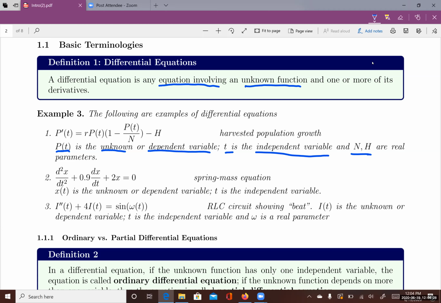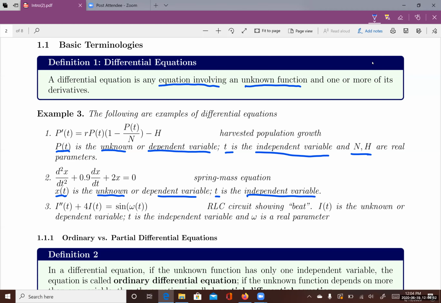Okay. Now look at the second equation here. The second equation has the second derivative of x in terms of t, the first derivative of x in terms of t, and a function of x. It is an example of a spring mass equation. And again, x of t is the unknown or dependent variable, and t is the independent variable.